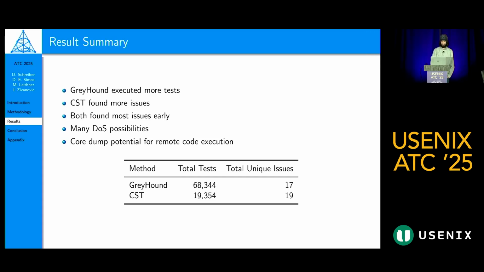Here we see a short summary of the results. In total, the Greyhound fuzzer was able to execute nearly 4 times the amount of tests, but found 2 issues less than the CST approach. Both methods found most of the issues in early stages of the testing. The fuzzer found all of the issues in the first 600 iterations, while the CST tool found most of the issues in the initiating state.